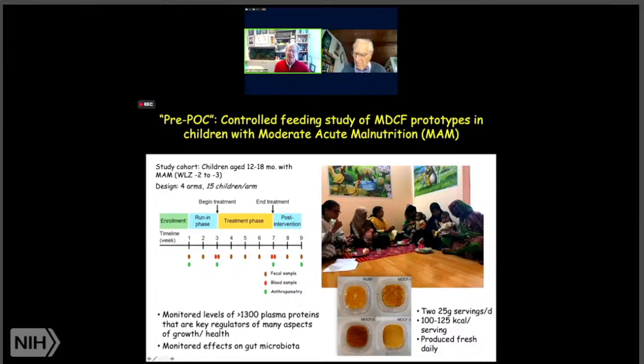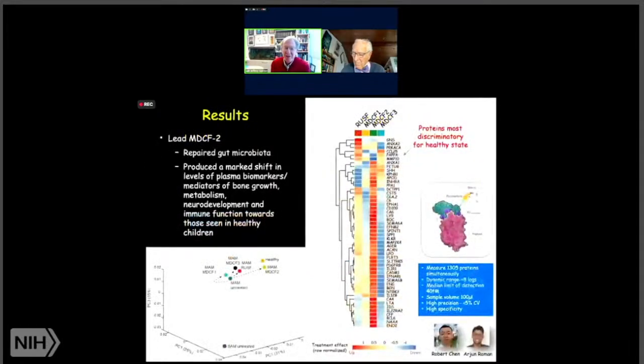And the outcome measures were, what are the effects on the gut microbiota and what are the effects on the plasma proteome? We did not expect, given the short duration, 1 month, and small number of children, for us to achieve a statistically significant effect on either ponderal growth or linear growth. So these are the results of this pre-POC study.